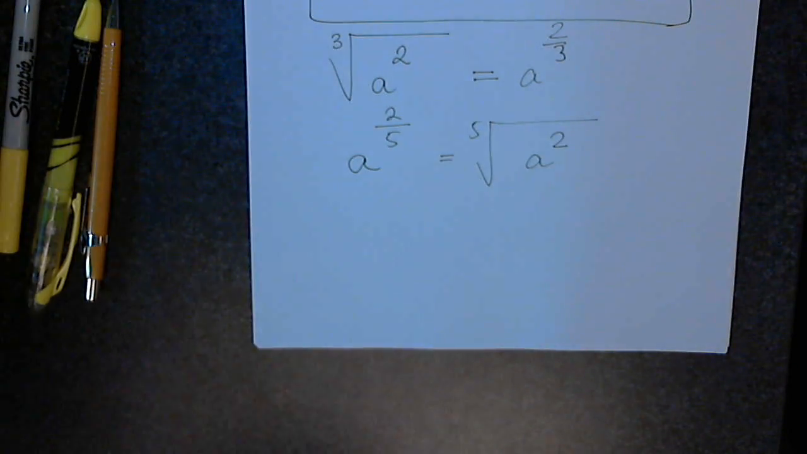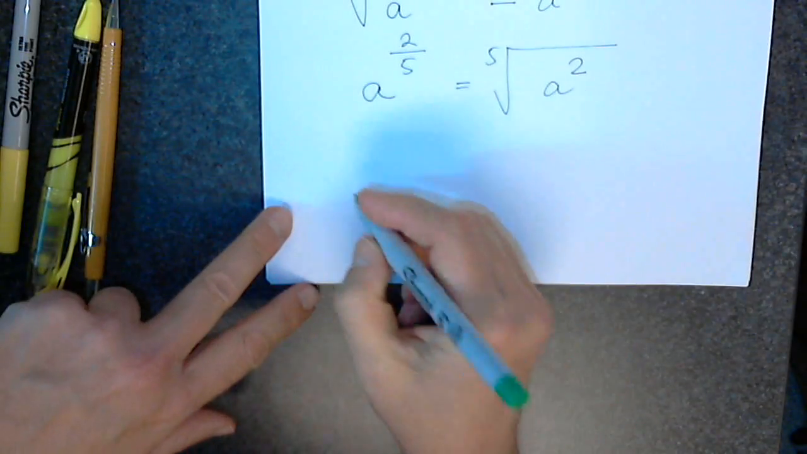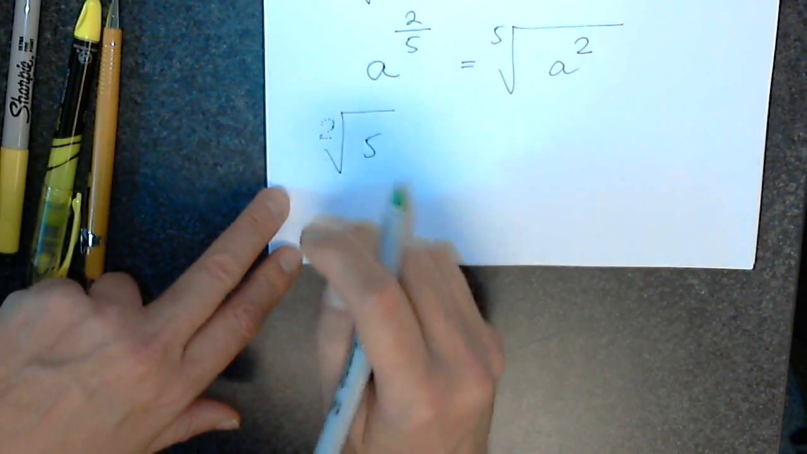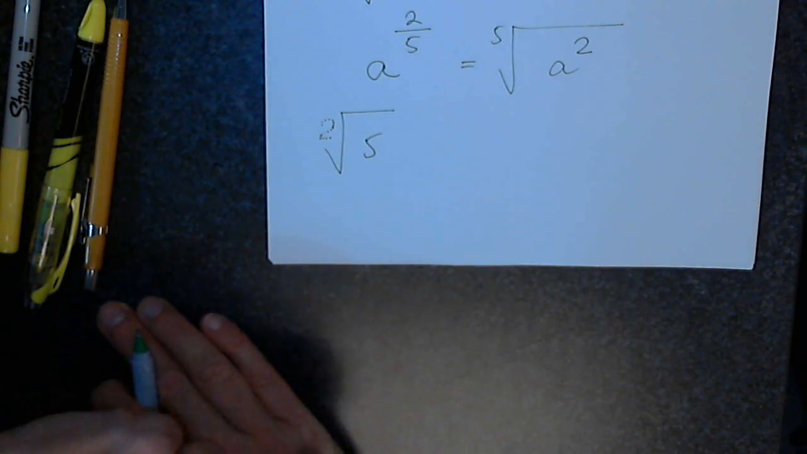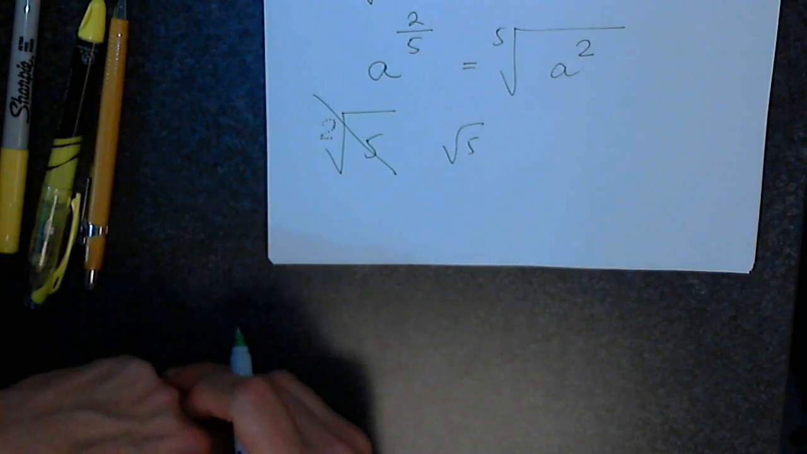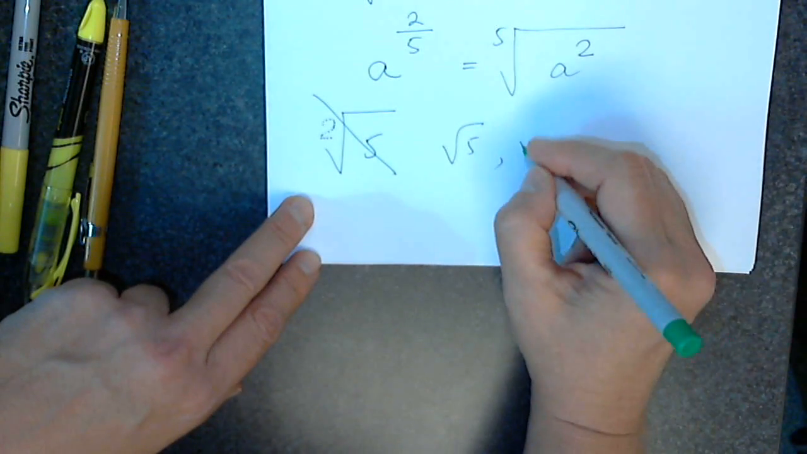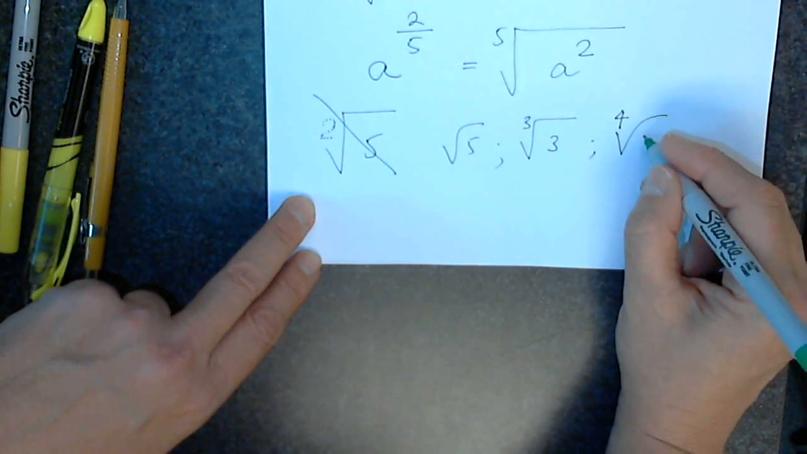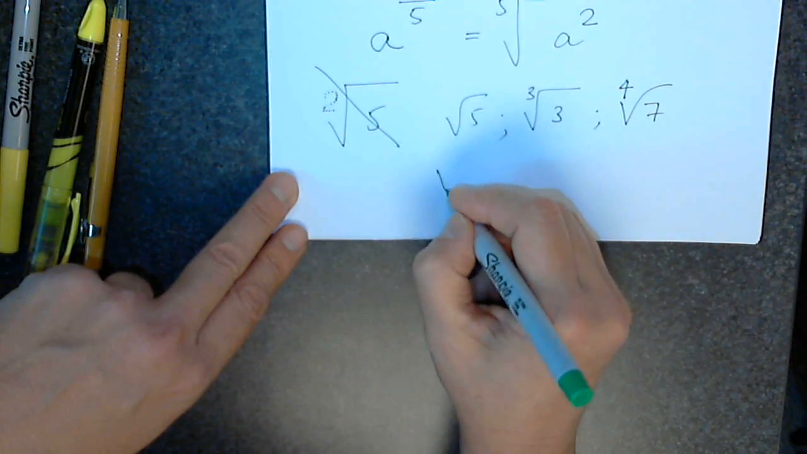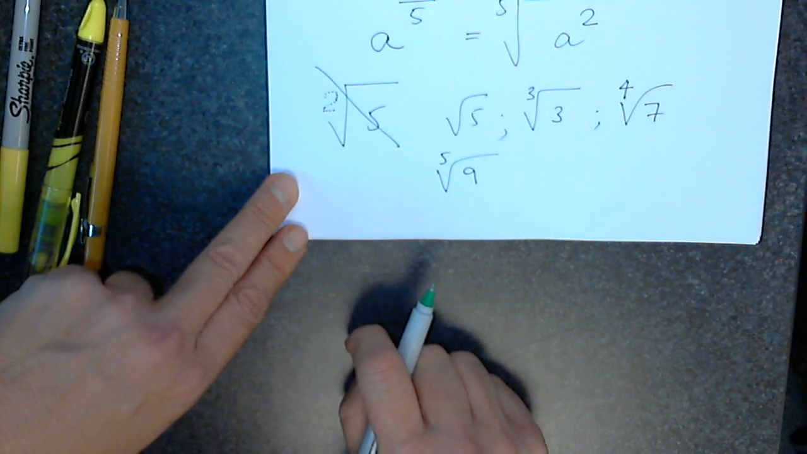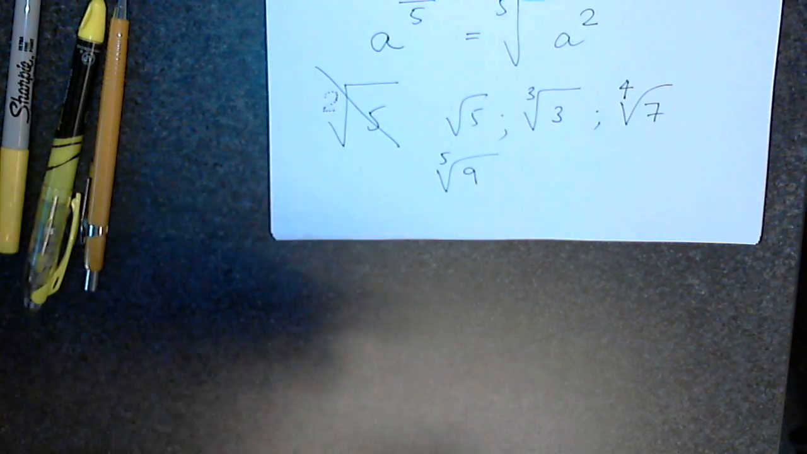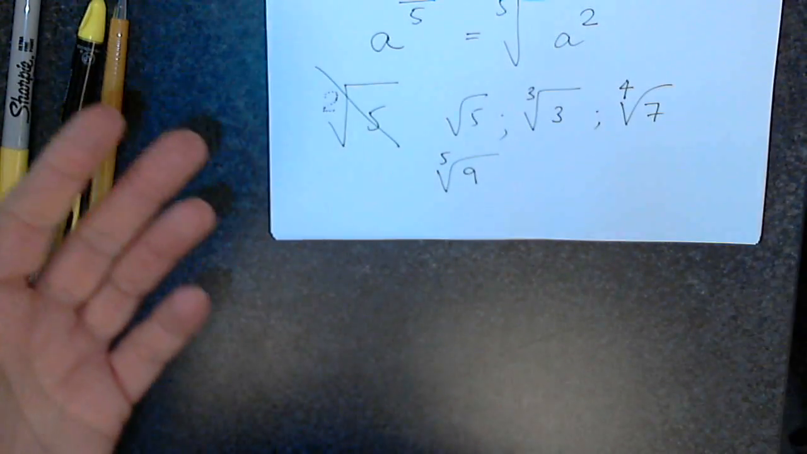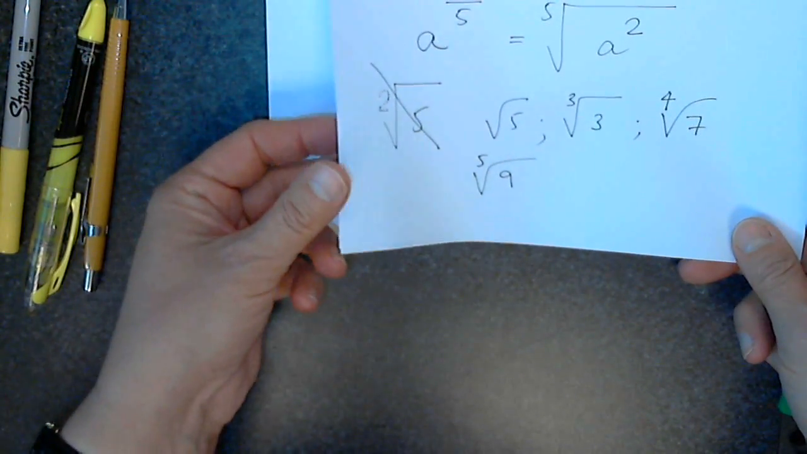Okay? Now, by convention, when I say the square root of 5, I mean this. But we don't write it. We just write the square root of 5. Another example, the cube root of 3. Another example, the fourth root of 7. Another example, the fifth root of 9. And I can go on forever. Now the question is, what do these mean? What does the square root mean? What does the cube root mean? And the others. So let's start with the square root.